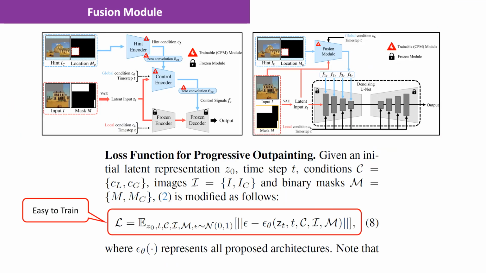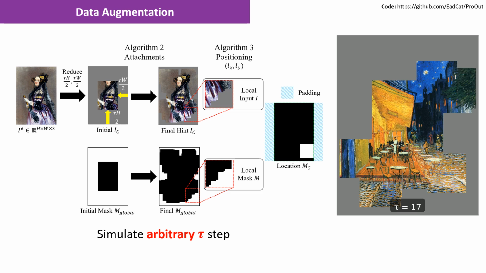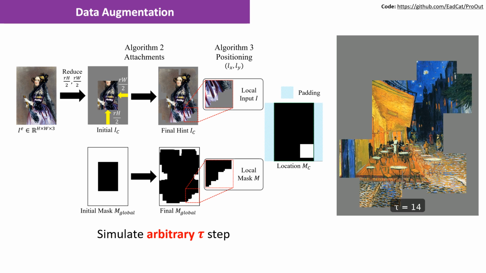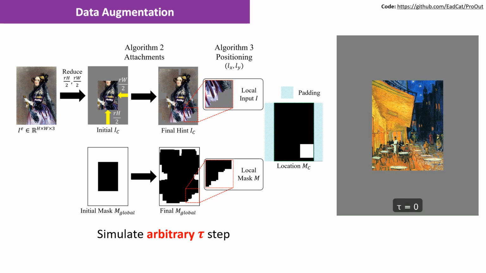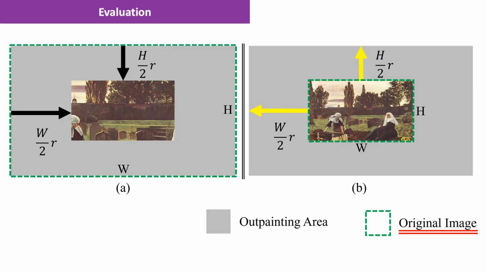Both ControlNet and the Fusion module are easy to adopt because they follow the loss function of the widely used diffusion architectures. To simulate cases in which the model considers the global context under arbitrary conditions, we propose a new data augmentation scheme. The augmentation code is publicly available and includes logic to generate images corresponding to an arbitrary number of tau. We consider two scenarios to evaluate our painting performance.